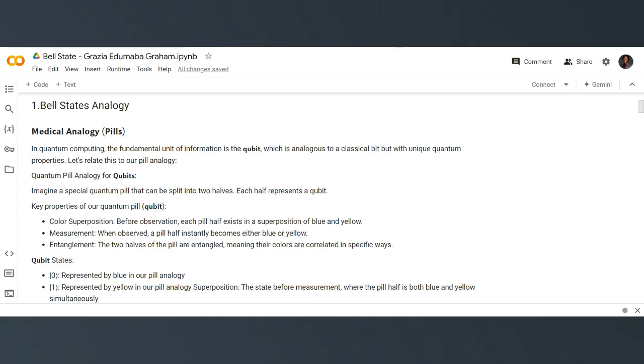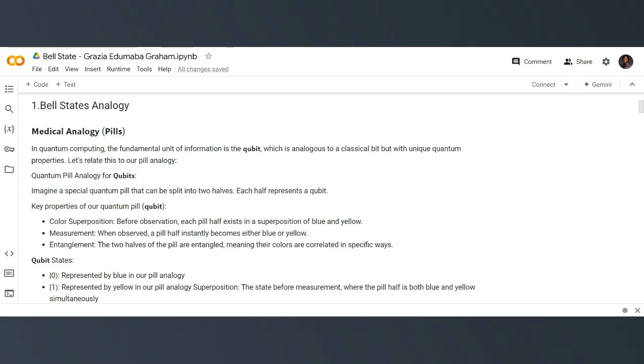Imagine a special quantum pill that can be split into two halves. Each half represents a qubit. So remember, in entanglement, two qubits are maximally correlated or connected. So let's imagine this pill, that when you split it in half, each half represents a qubit.